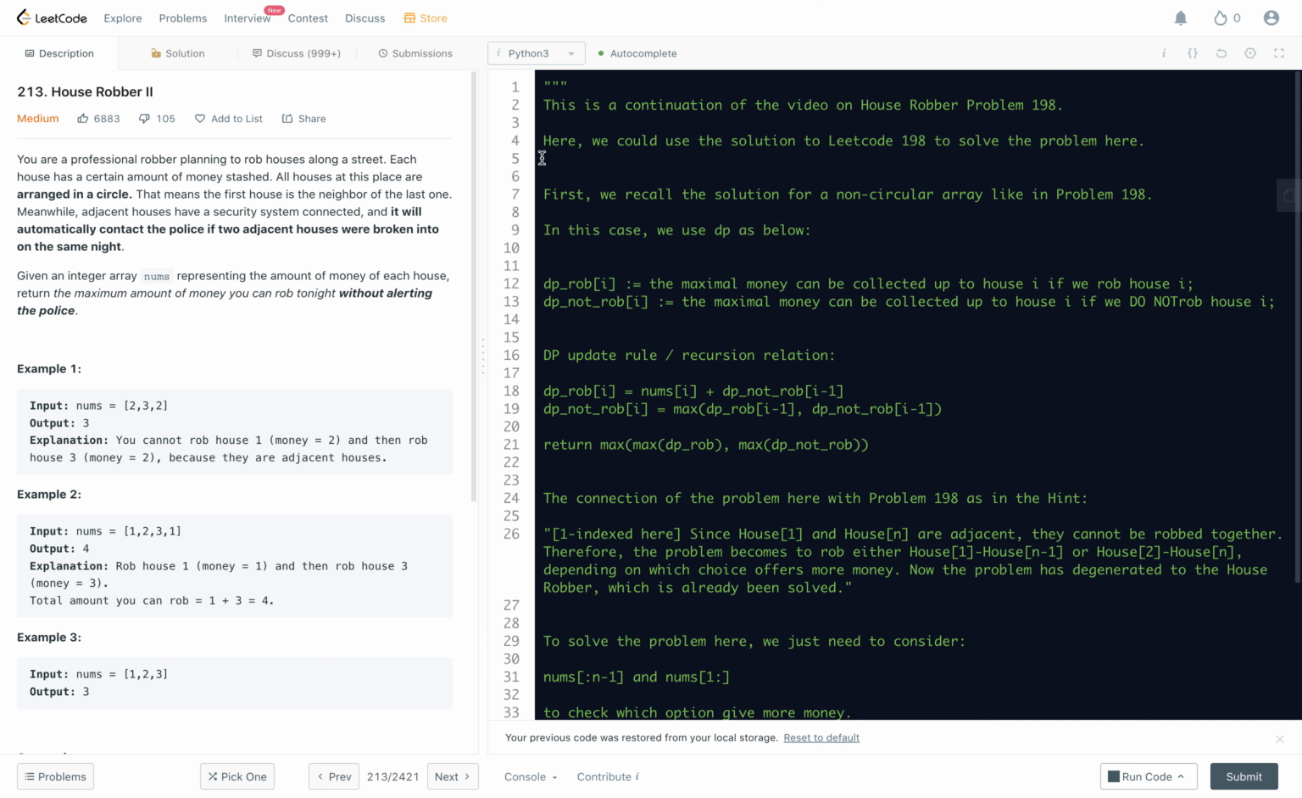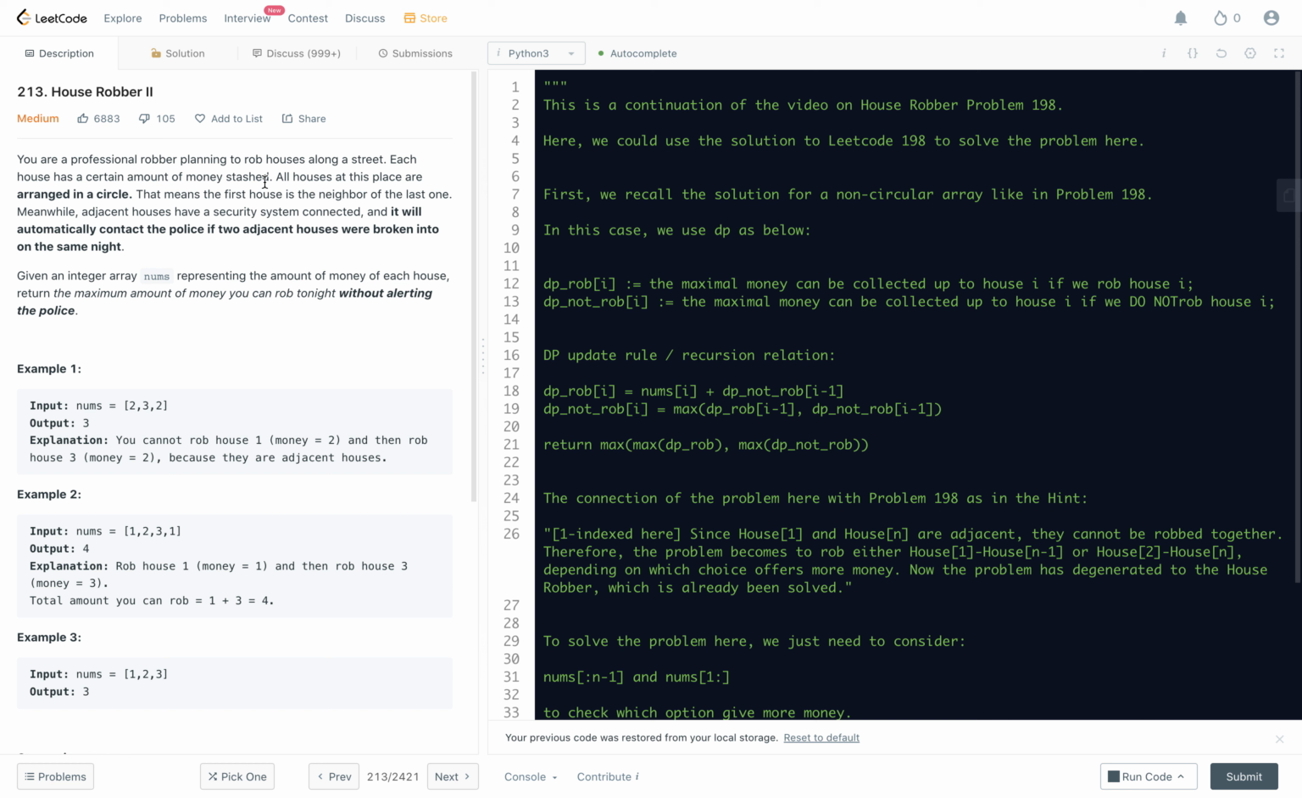Let's have a look at problem 213, House Robber 2. So this video is a continuation of the video on the House Robber problem 198. Here we would use the solution to LeetCode 198 to solve the problem. First I'll read through the statement of this problem to look at the difference of the two problems, and then we share the simple analysis, and finally we share the code.